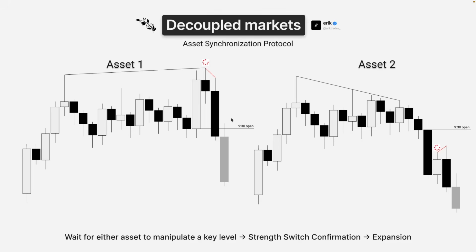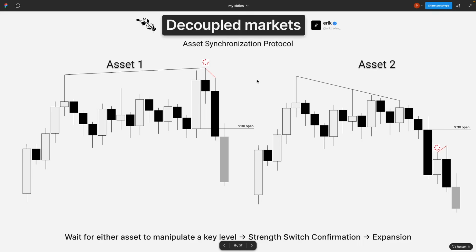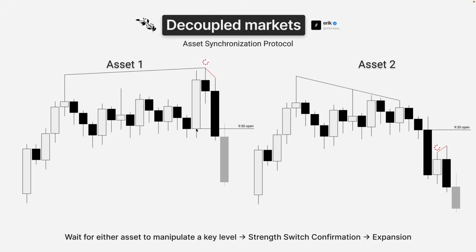So here is a different example. 9:30 opens up higher. These are all just forms of asset synchronization sequences, right? Just cracks in correlation, right? So here you have 9:30 open, expanding higher.